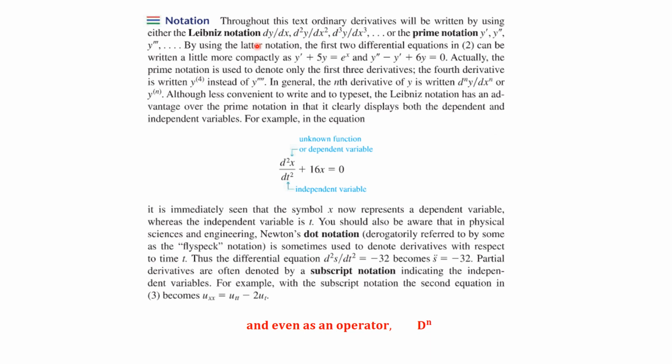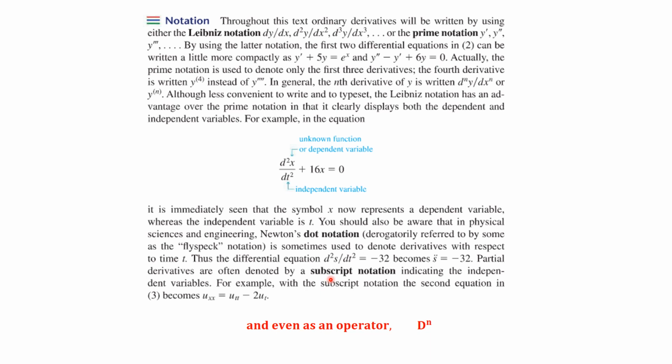Many notations are used. We can use Leibniz notation, shown here. Sometimes we're using the prime notation. Now, Leibniz notation is really the best because it's very clear what you're taking the derivative with respect to, what is the independent variable. But sometimes that is considered understood from the context, and you need to think about that as you go forward. Sometimes in physical science and engineering, Newton's dot notation is used, so he would represent this differential equation as s double dot is equal to minus 32.